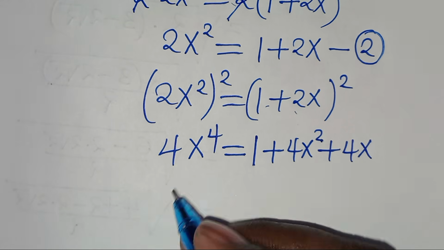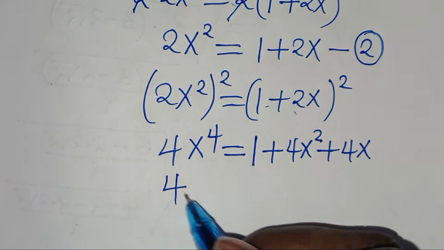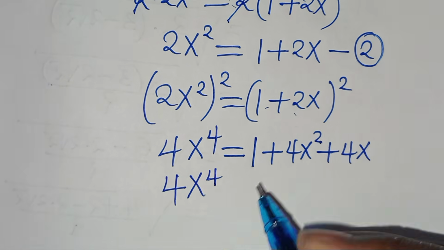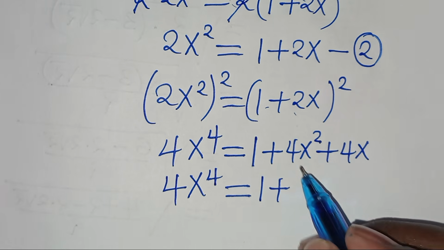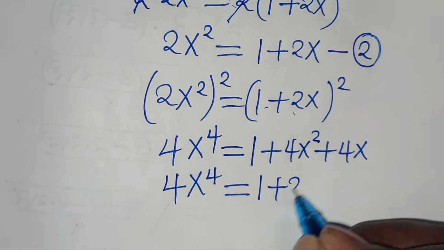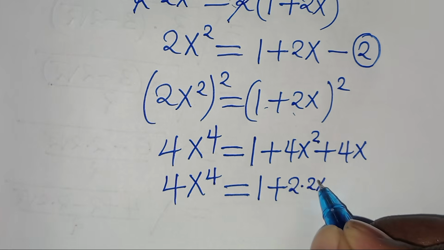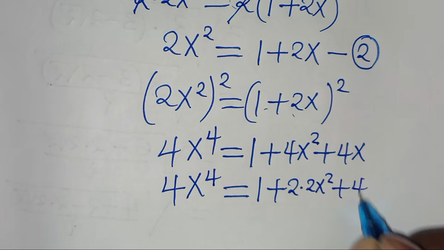Now, the next step we have 2. That is 4x to the power of 4. Then this is equal to 1 plus, now, 4x to the power of 2. This is the same thing as 2 times 2x to the power of 2. Then plus 4x.